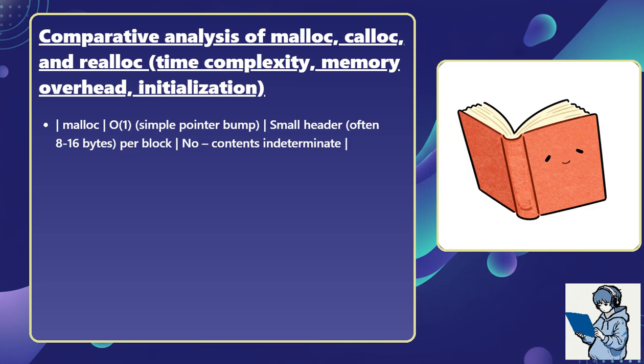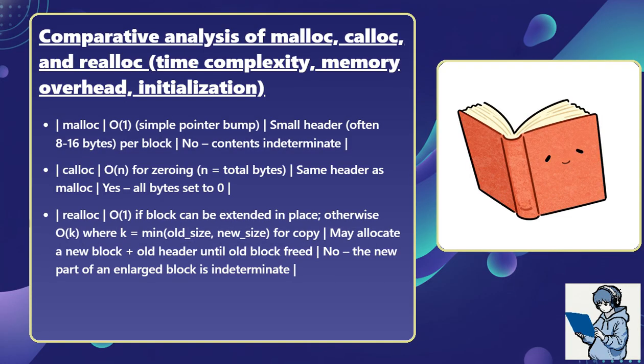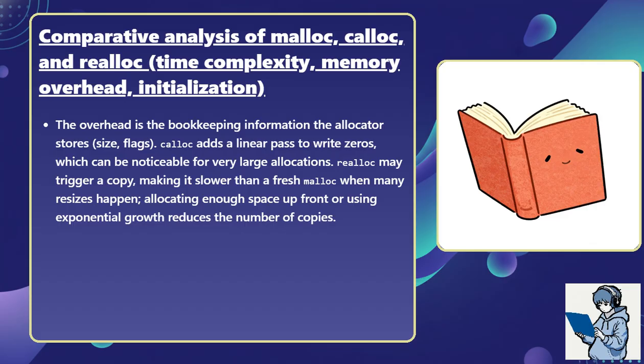No, contents indeterminate. Calloc: O(n) for zeroing, where n equals total bytes, same header as malloc, yes, all bytes set to 0. Realloc: O(1) if the block can be extended in place, otherwise O(k) where k equals the minimum of old size and new size for the copy, may allocate a new block plus the old header until the old block is freed. No, the new part of an enlarged block is indeterminate. The overhead is the bookkeeping information the allocator stores, size and flags.